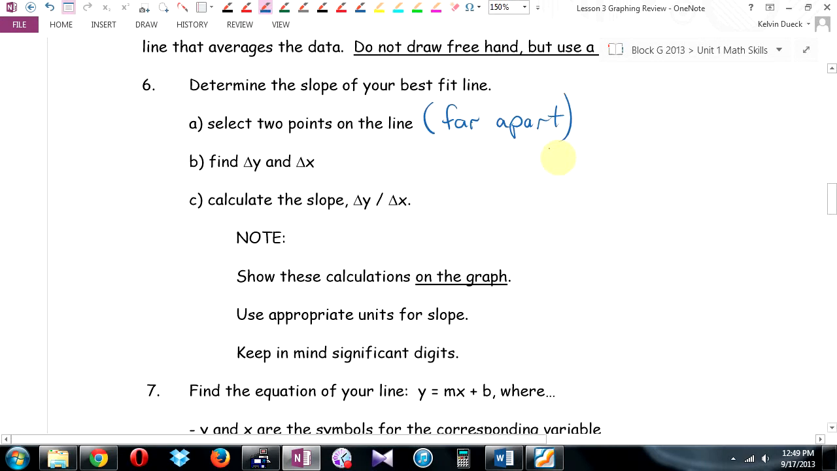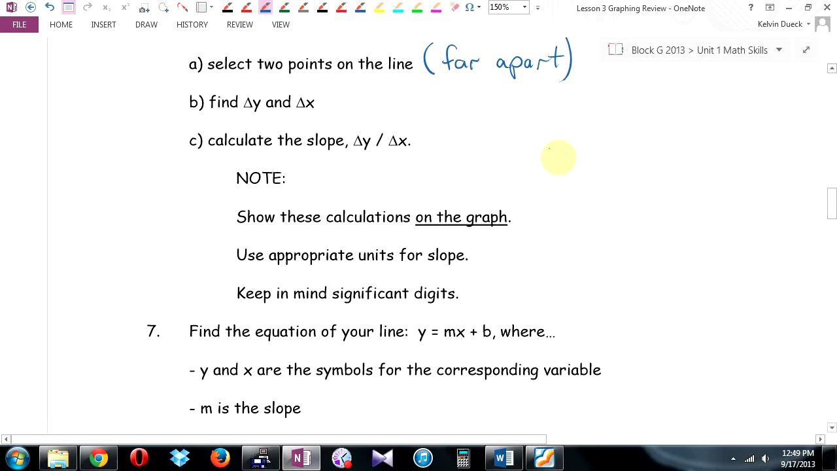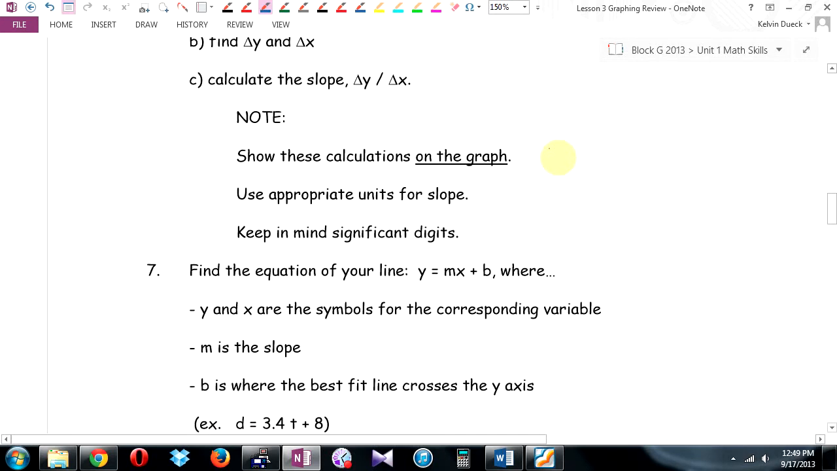I'll be looking for them. So show me what points you use, clearly mark what points that you used, make them stand out. You can draw the little slope triangle if you want to. It's up to you, but make it clear. Okay? Use appropriate units for slope. I wrote here, keep in mind sig figs. I'm not going to be fussy on that.